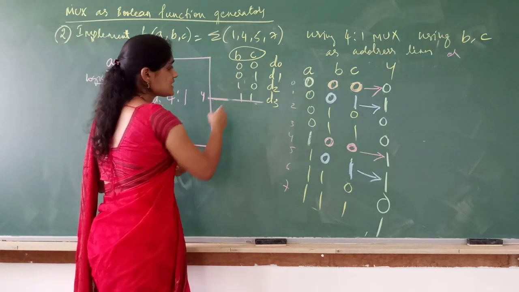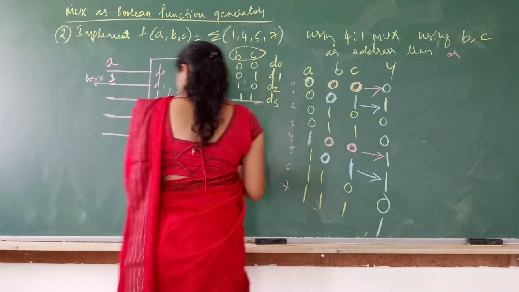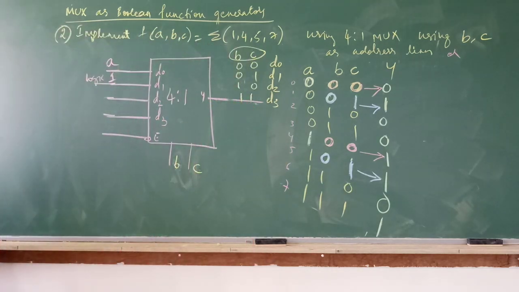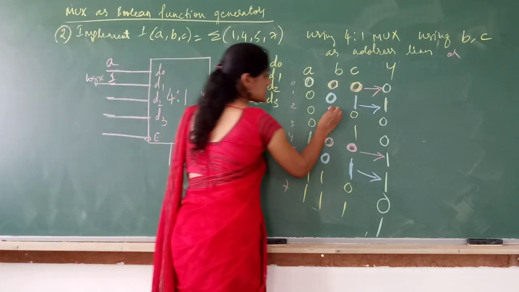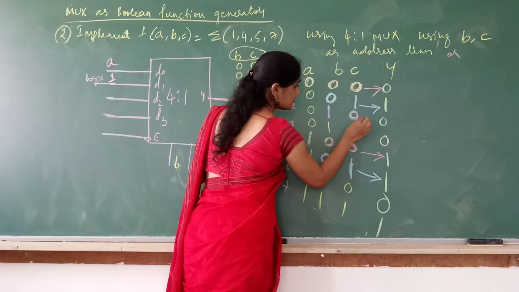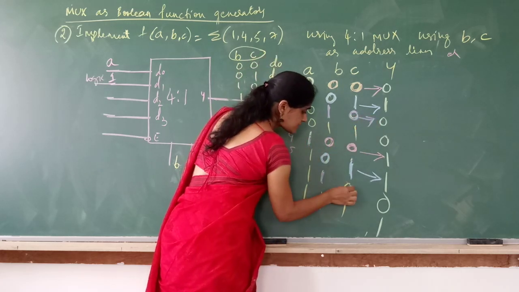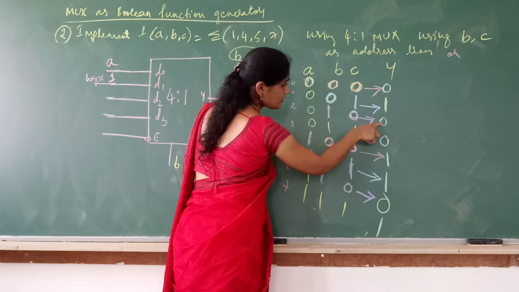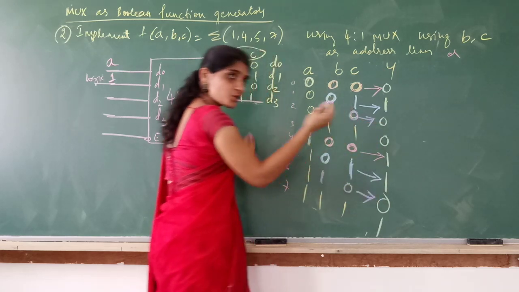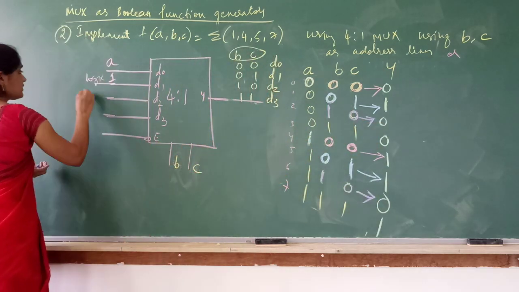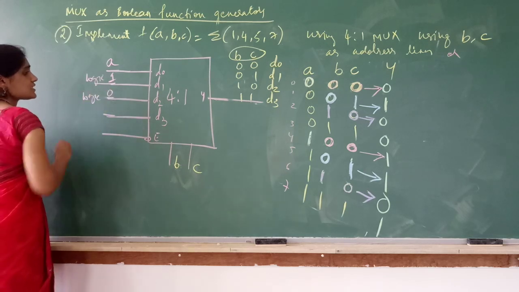D2 is when BC is 1, 0. BC is 1, 0. What is output? Output is 0 for both. So you can write D2 as 0 directly. D2 is what? Logic 0.